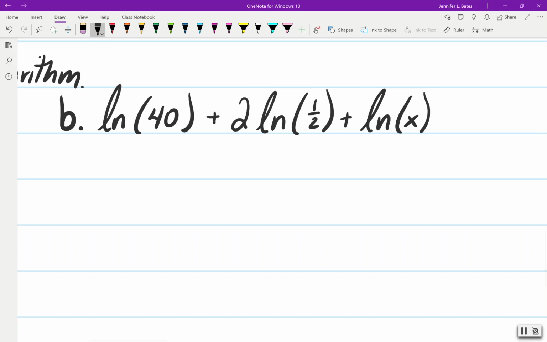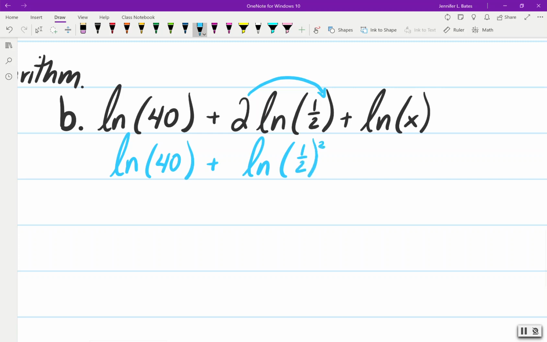Very good. So the first thing I've got to do is take care of this 2 out front. How do I take care of the 2? Which log property tells me how to take care of it? Show me on your hand. Which log property tells me I can move the 2 out front? Very good. Log property 3 says, hey, just bring it back as an exponent. So this is the natural log of 40 plus the natural log of 1/2 squared plus the natural log of x.